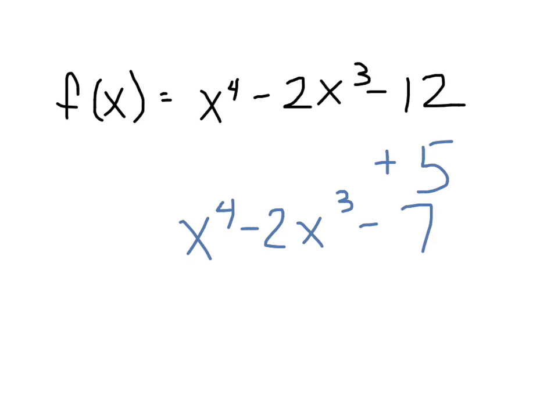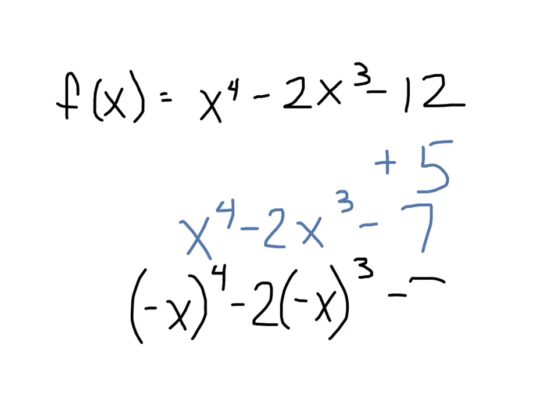Then it also went on to say, followed by a reflection in the y-axis. X-axis was on the outside. Y-axis is on the... Is there a parentheses right now? No. So you need to make them. Where do you make them? Where the x's are. So you put it in parentheses. Every place there was an x, I put negative x in parentheses in its place.